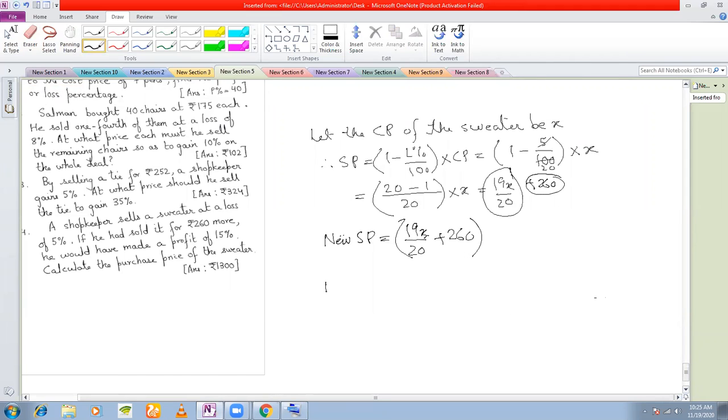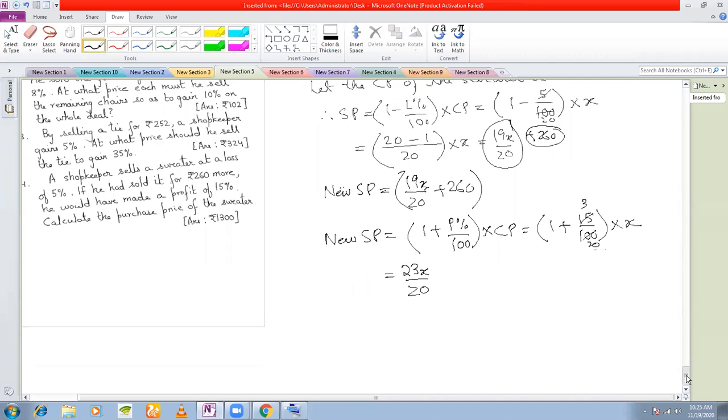You would have gained how much? 15%. Also, what is the new SP? He is gaining 15%. So 1 plus p% by 100 into cost price. So 1 plus, he's gaining how much? 15%. Cost price we have assumed to be X. You can cancel this here. So this will come to 23x by 20.